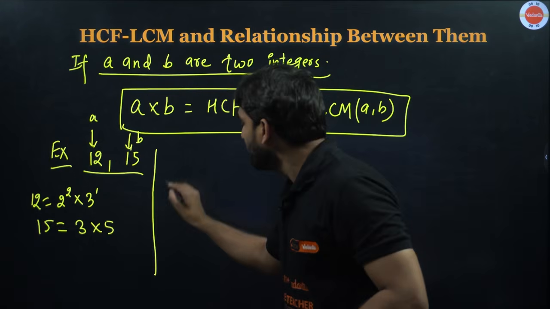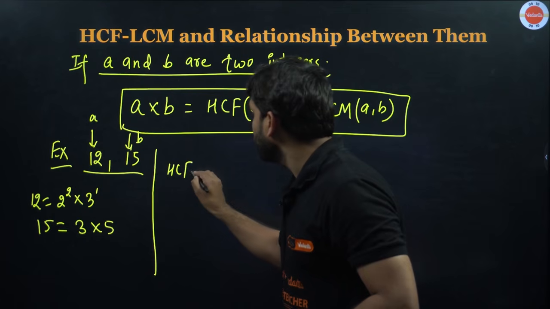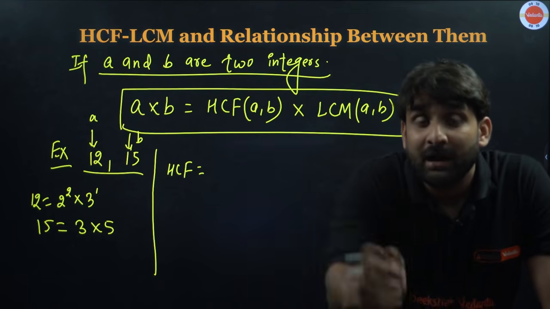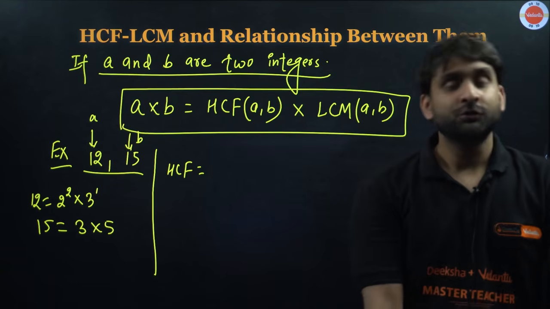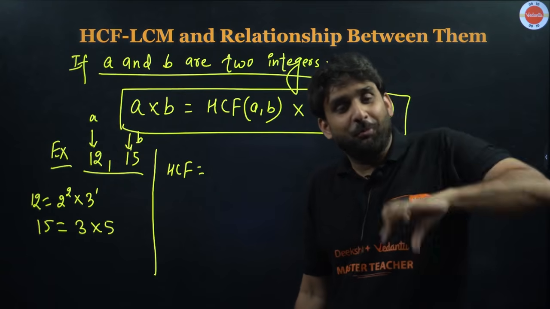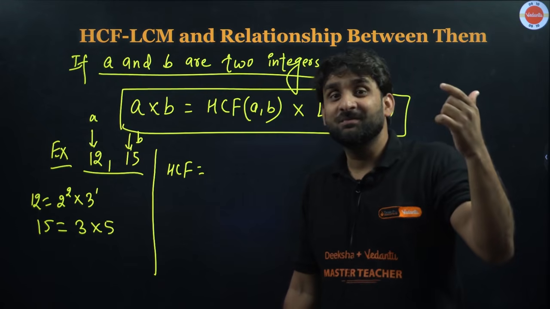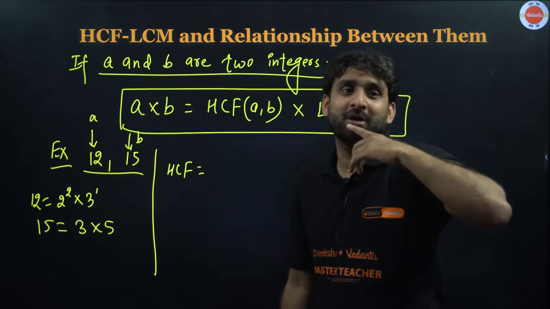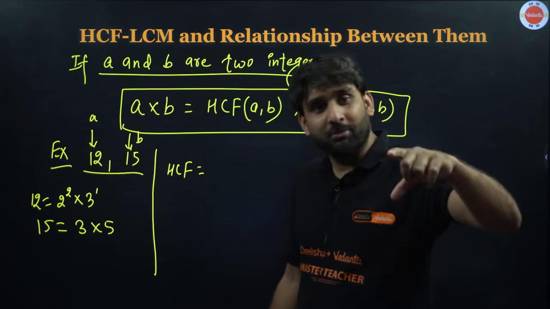Listen, champion. First find the HCF. What is the full form of HCF? Highest common factor. To find out the highest common factor, take the opposite of this. Highest means the opposite will be lowest. So take the lowest power which is common in both.